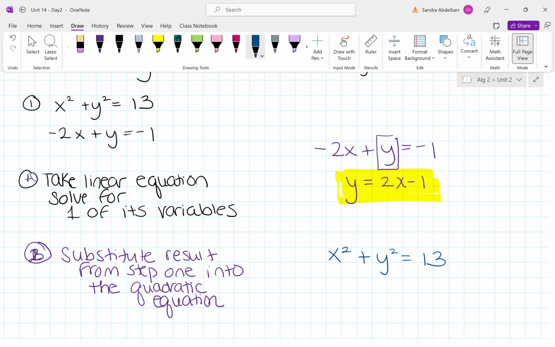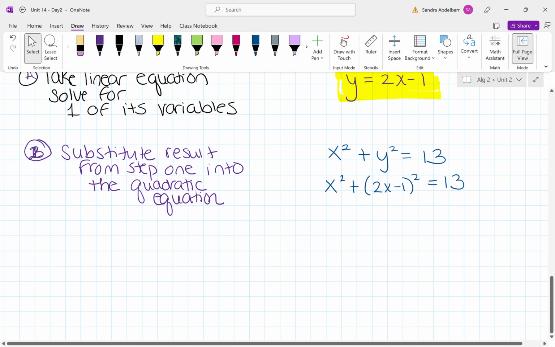We caught up? Okay, so now we said y equals 2x minus 1. So I'm going to my quadratic. Wherever I see y, I'm now going to substitute in the 2x minus 1. So we now have x squared plus the quantity of 2x minus 1 squared equals 13.